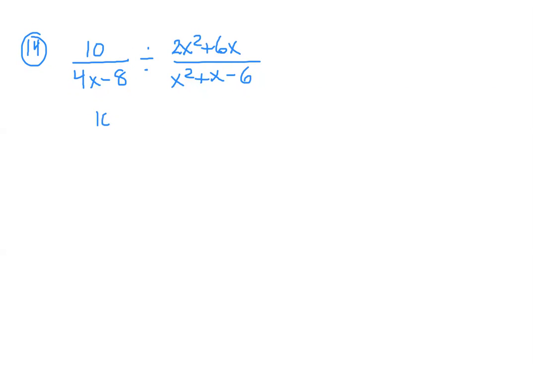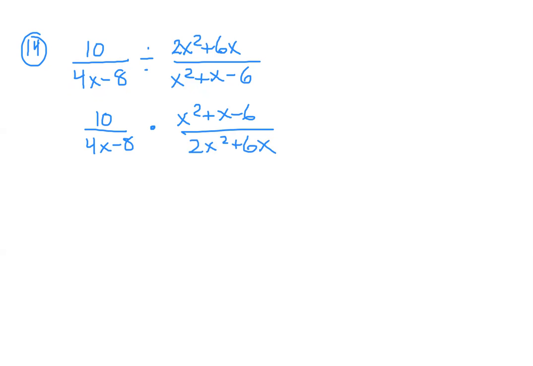So we've got 10 over 4x minus 8 divided by 2x squared plus 6x over x squared plus x minus 6. So we're going to write the first one exactly like it is. We're going to change the division to multiplication, and we're going to flip the second one. You have to flip the second one. You can't flip the first one.